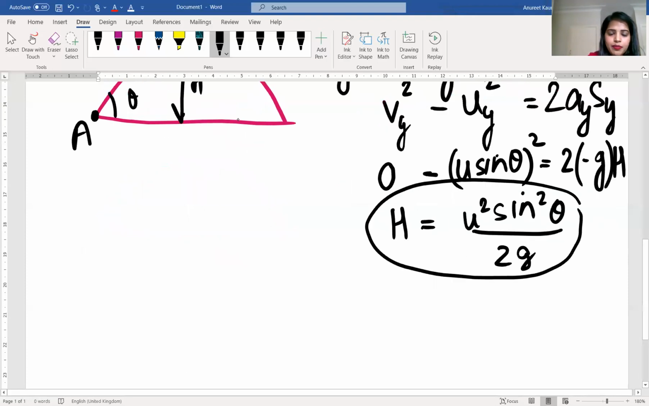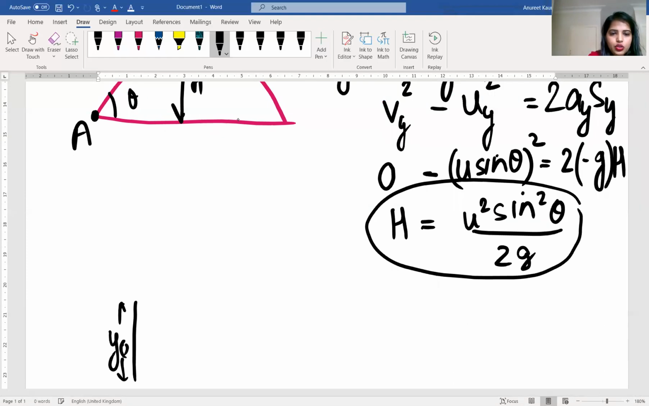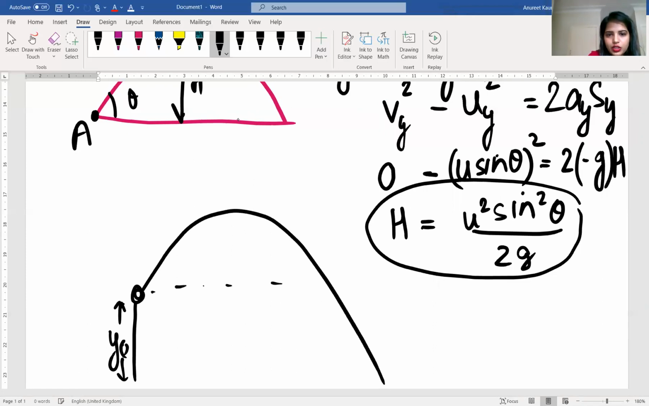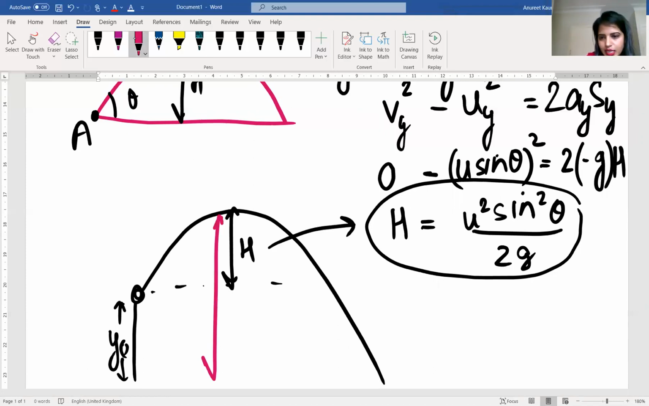Now, let's say the object was initially at some height y naught, and you throw the object from this height and it follows this parabolic path. This formula is for this height. How can you find the total height? The maximum height is y naught plus h, so you just add y naught to this quantity, u square sine square theta by 2g.